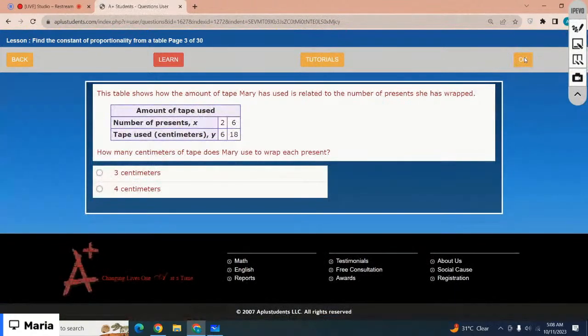The table shows how the amount of tape Mary has used is related to the number of presents she has wrapped. How many centimeters of tape does Mary use to wrap each present? So which is the correct option?